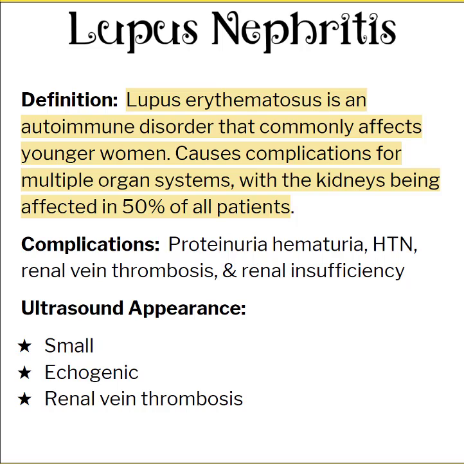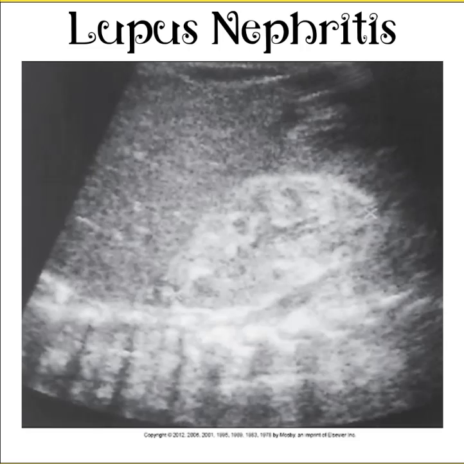So on ultrasound, we're going to see that the lupus nephritis kidneys are small, they're echogenic, and we'll commonly see renal vein thrombosis in there as well. So here is an example of a lupus nephritis kidney, which is small and echogenic, and if we were to look at the renal vein, there's a good chance that we will not see any blood flow in there due to thrombosis.